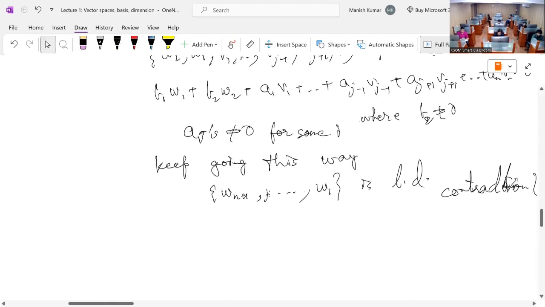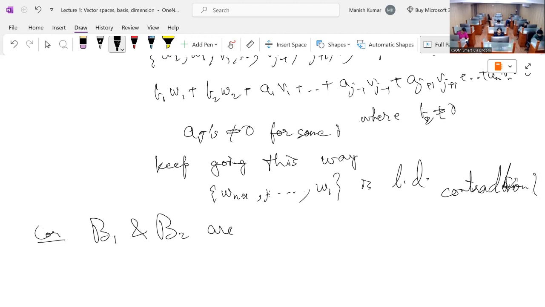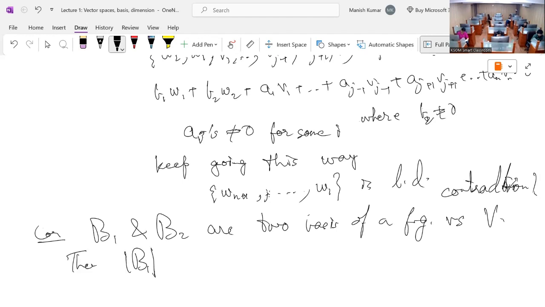So from here you can now prove that any two bases have the same size. There's still time, so the corollary is that if B1 and B2 are two bases of a finitely generated vector space V, then the size of B1 is equal to the size of B2.